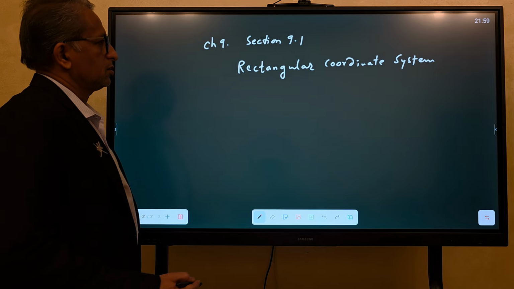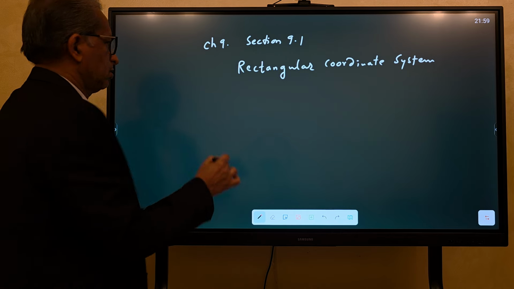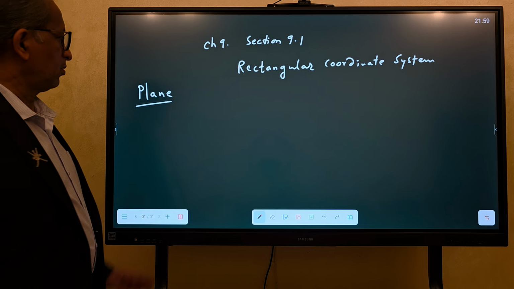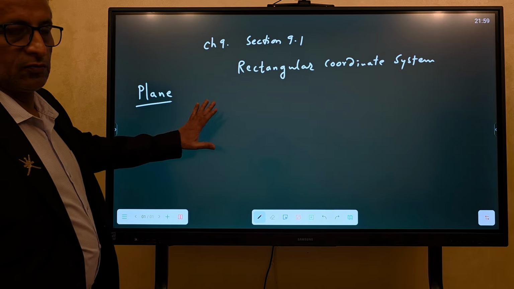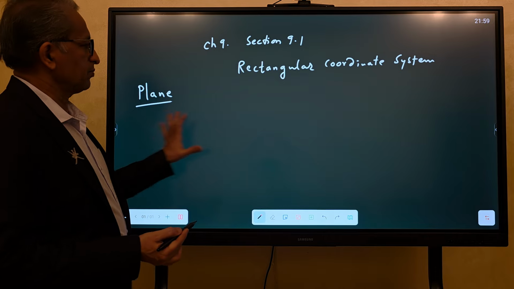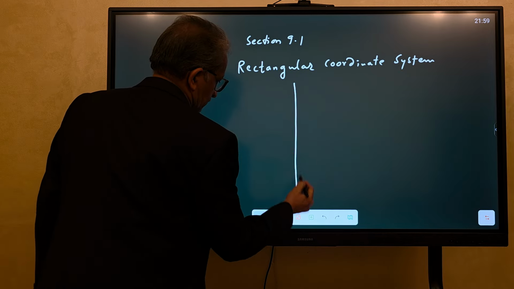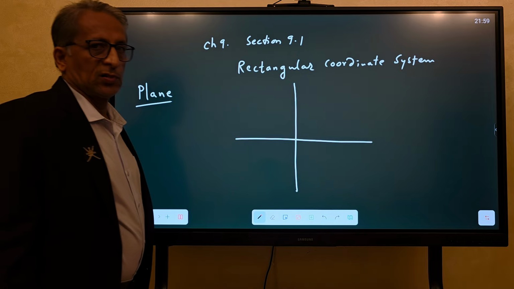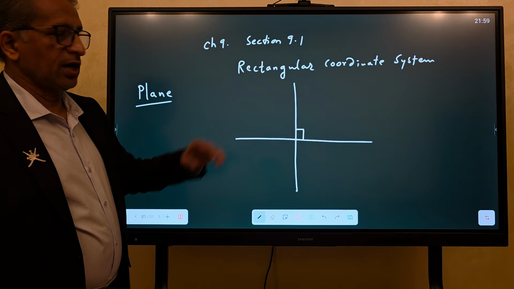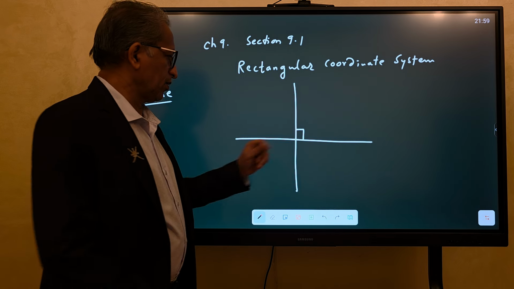So what we are going to do here is, let's say this whiteboard is a plane. If you are using a notebook, your page is your plane. So a plane is something, a surface. On the plane, I draw two lines which are perpendicular. That is, they are making an angle of 90 degrees. So on the plane, I draw two lines cutting at one point.